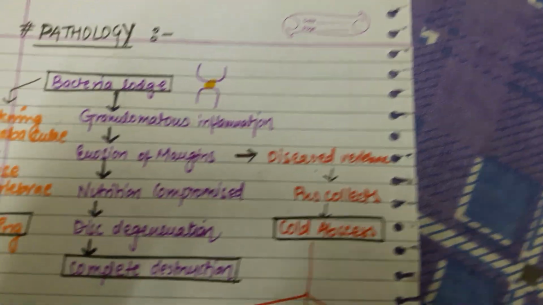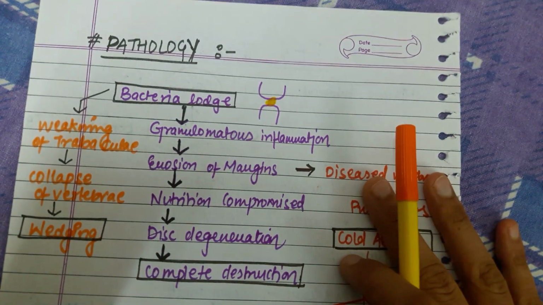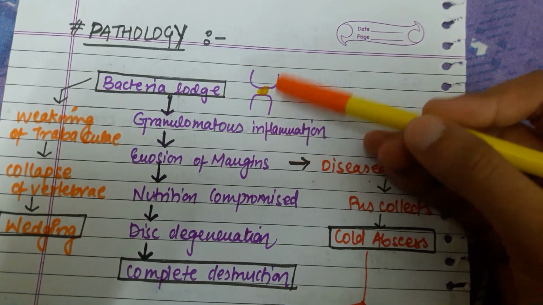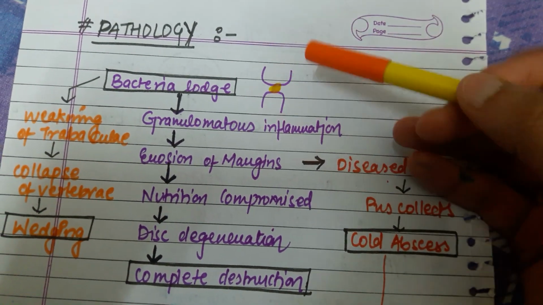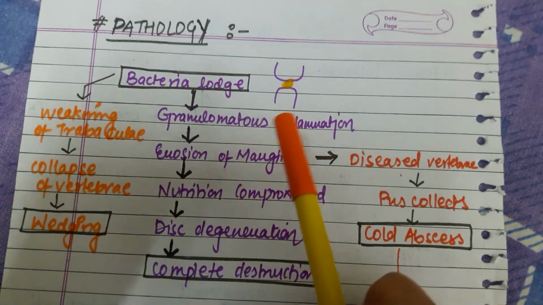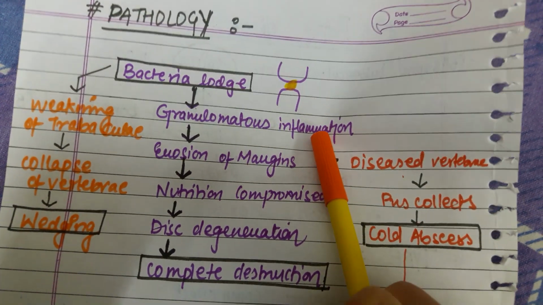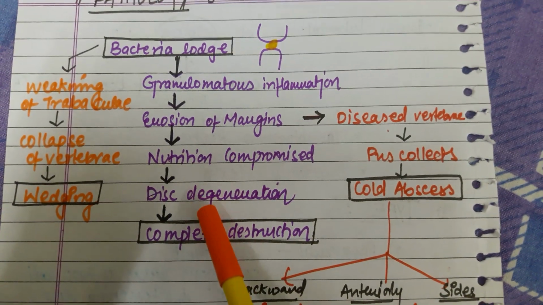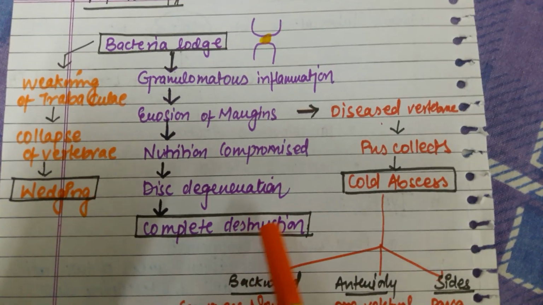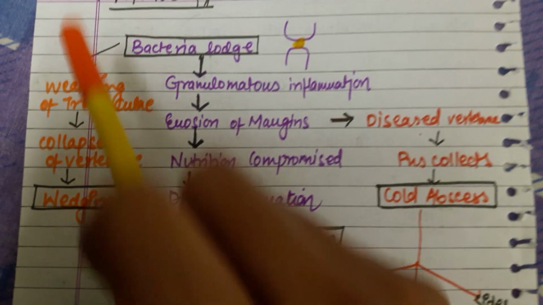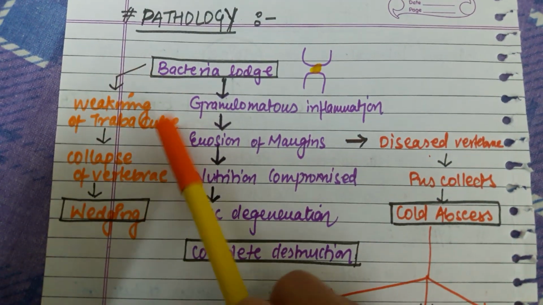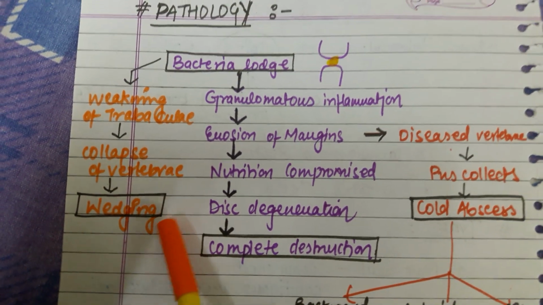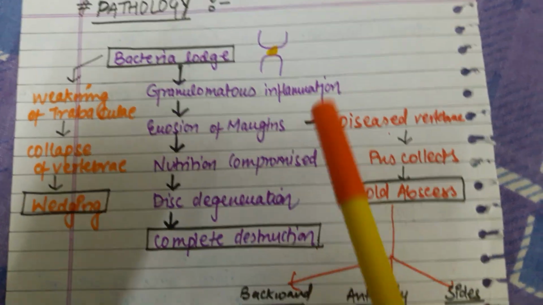Now coming to pathology. As most common is paradiscal, bacteria lodge in the contiguous areas between the two vertebrae, and there it causes granulomatous inflammation leading to erosion of margins, thus nutrition is compromised and disc degeneration occurs and leads to complete destruction of the vertebrae and also weakening of trabeculae, collapse of vertebrae, and thus wedging will be there.